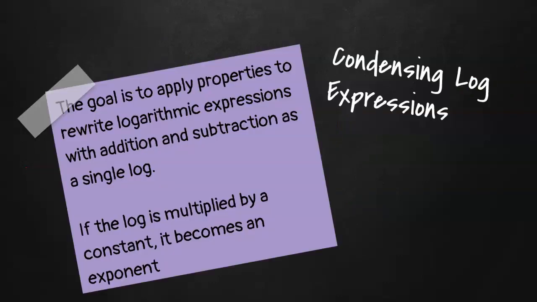Now, when I want a condensed log expression, the goal is to use your properties to rewrite logarithmic expressions with addition and subtraction as a single log. So I want to make this smaller, right? Now, if a log is multiplied by a constant, so if that number was in the front, remember it's going to become an exponent because of that power property. So let's look at some examples together.